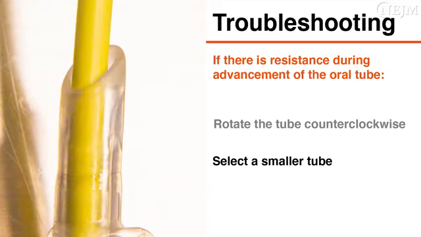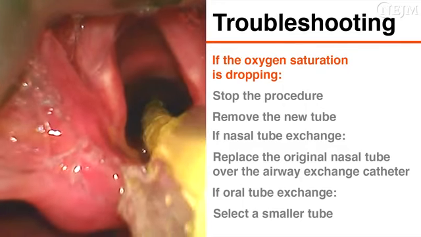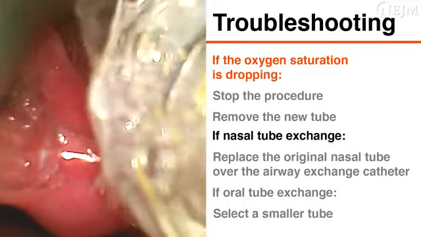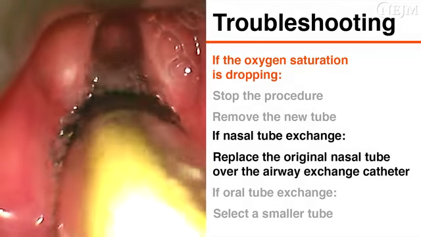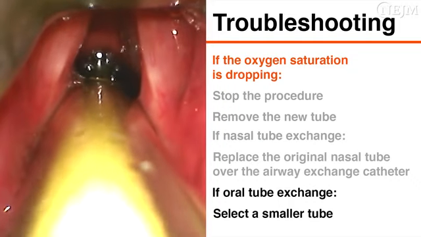flex-tip tube. Finally, if the oxygen saturation is dropping during the procedure, stop the procedure, remove the new tube, and, in case of a nasal tube exchange, replace the original nasal tube over the airway exchange catheter, or, in case of an oral tube exchange, replace it with a smaller tube.